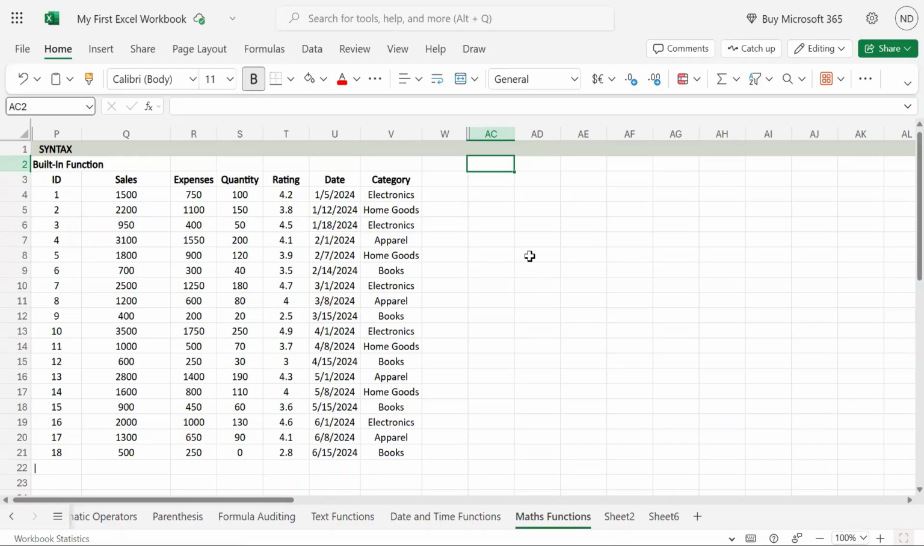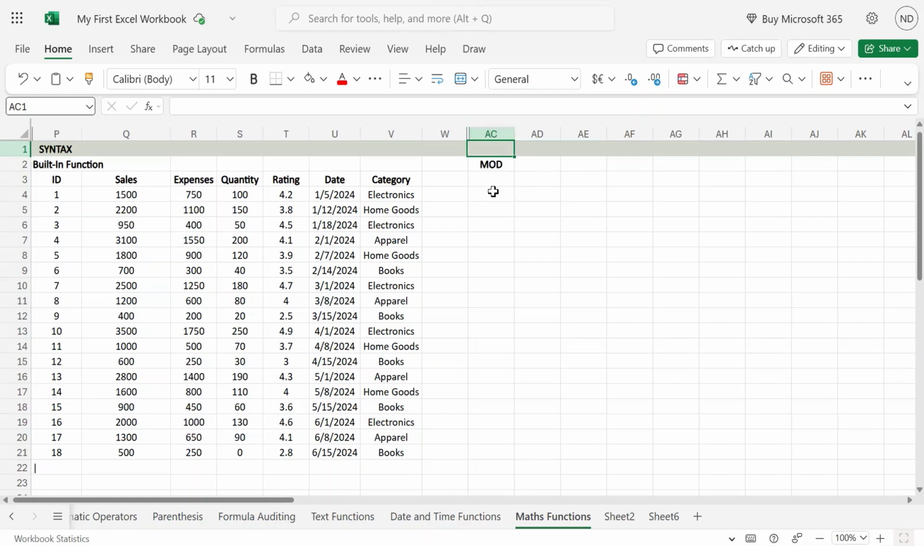Hi guys, welcome back, and today we get into the last function in the mathematics category that we have. That is the mod function. Now, mod is nothing but the remainder when you are trying to do a division. The mod function returns the remainder after a number is divided by the divisor. The result has the same sign as the divisor.